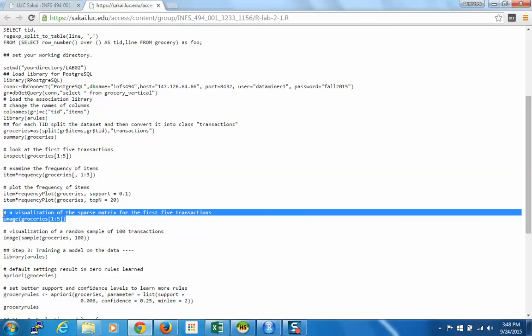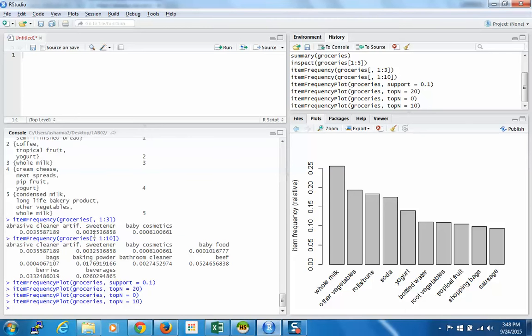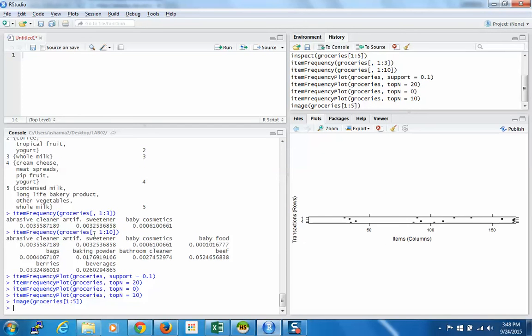Now, since I told you that groceries is a sparse matrix, you can actually visualize it that way, and that is what we do with a command called image. The image command gives you a graphical visualization of how the data is laid out in the groceries transaction variable.